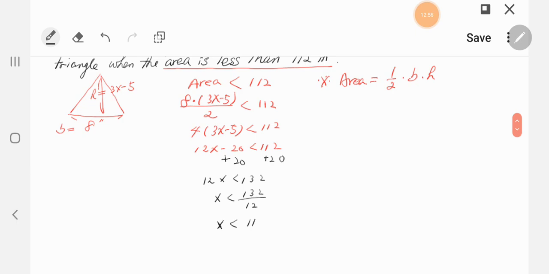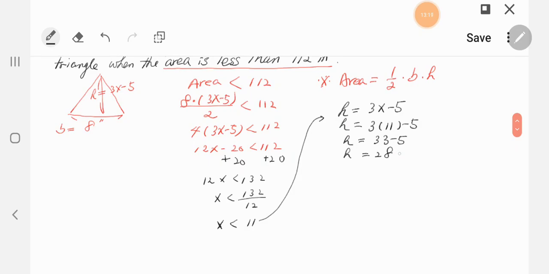So from this, x is 11, then what is h? We know that h is given. So h is 3 times 11 minus 5. That is 33 minus 5. So 28. So h is 28, right? 28 inches.